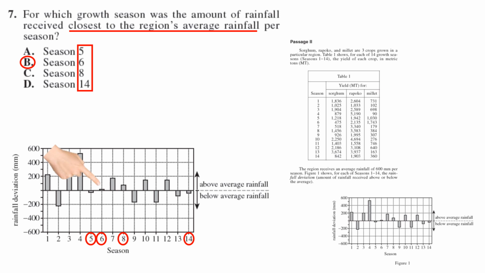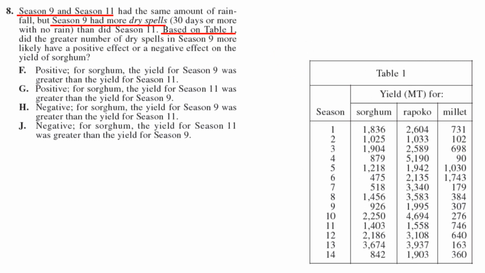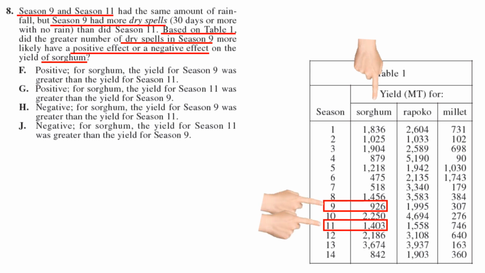Choice B. Number 8, season 9 and 11 had the same amount of rainfall, but season 9 had more dry spells than season 11. Based on table 1, so let's just make this table bigger. Did the number of dry spells in season 9 more likely have a positive or negative effect on sorghum? So we're looking at sorghum right here. We're looking at seasons 9 and 11, and we see that season 9 has a lower yield than 11.